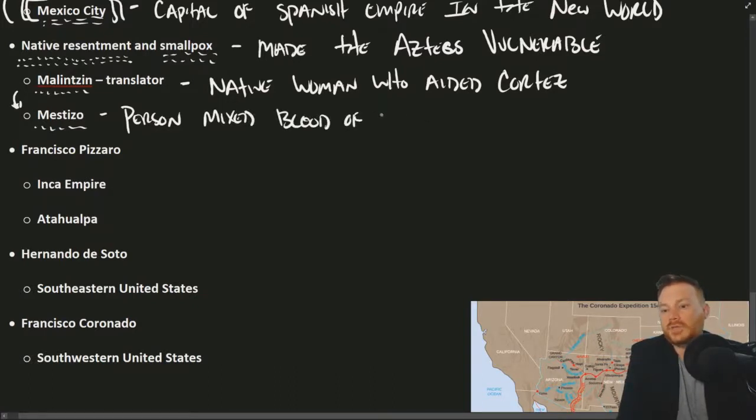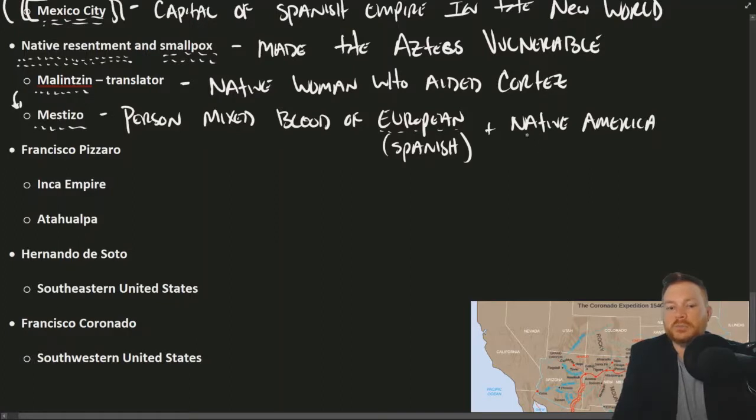of, in this case, it could really be any European. Mostly, in this context, we're talking about Spanish, because you're more likely to see that in the Spanish colonies. It wasn't a term that was used in the English colonies or anything like that. It's a Spanish word. But we'll just say European. Maybe we'll put Spanish in quotes here. And Native American. And in the Spanish Empire, for reasons we'll talk about in a later chapter, the Mestizo class actually became a considerable class in what was called New Spain, or the Spanish Empire in the New World.